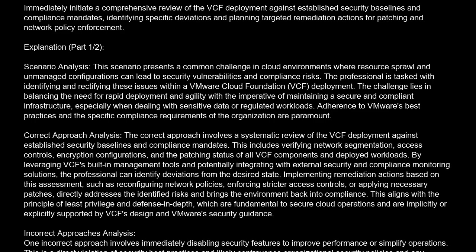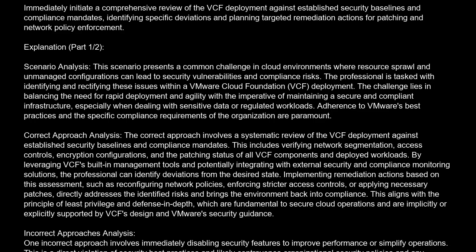Correct approach analysis. The correct approach involves a systematic review of the VCF deployment against established security baselines and compliance mandates. This includes verifying network segmentation, access controls, encryption configurations, and the patching status of all VCF components and deployed workloads. By leveraging VCF's built-in management tools and potentially integrating with external security and compliance monitoring solutions, the professional can identify deviations from the desired state.